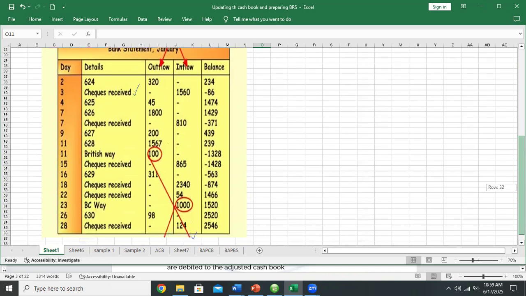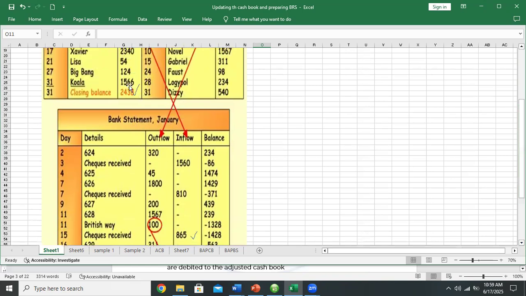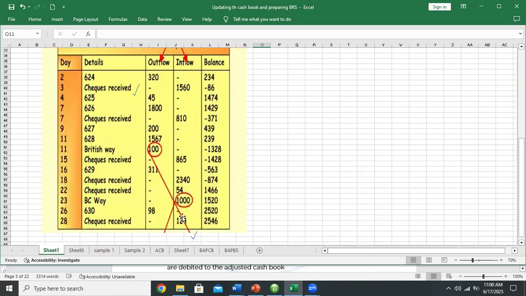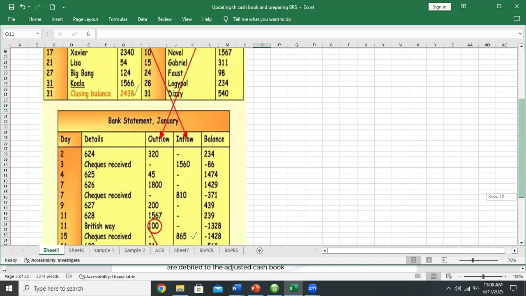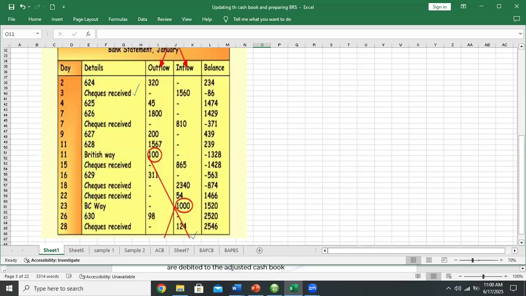124. Big Bank is there, right? And then we have Koala, 1,566. Let's check the bank statement. So you see, we don't see that of Koala, 1,566. So that will be called an uncredited check, right? Okay. So we know that one.